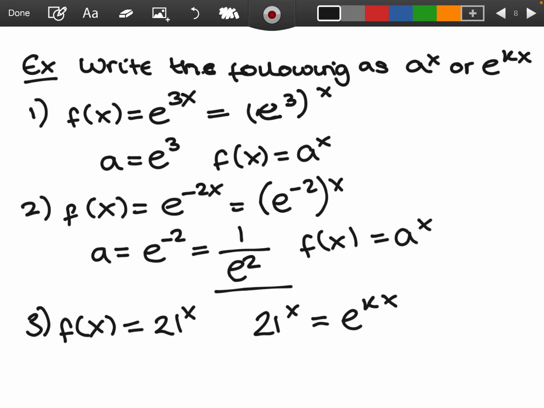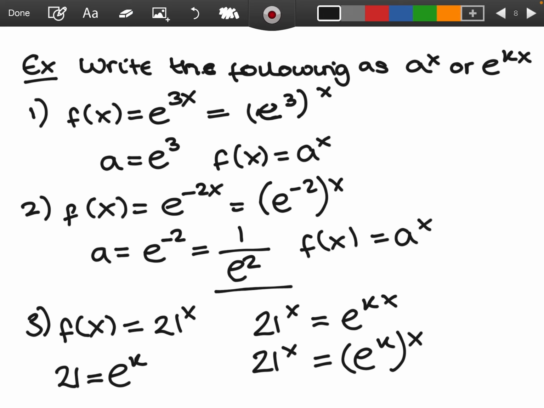Let's say that we want to write 21 to the x as e to the kx. That tells me that 21 to the x is equal to e to the k to the x. So that means that 21 is equal to e to the k. We know that e is a constant, so we just want to know what power of e gives me 21. So I'm going to take the kth root of both sides, and then that would tell me what e was.